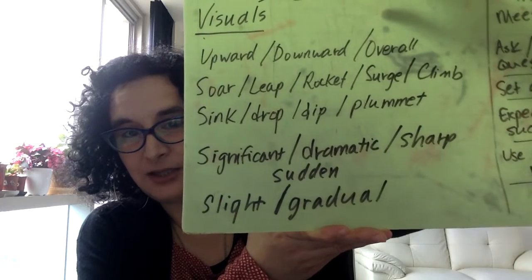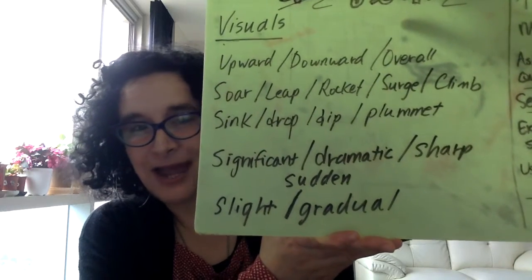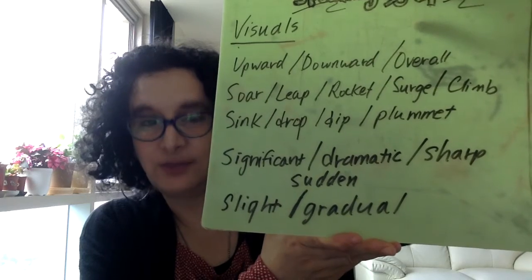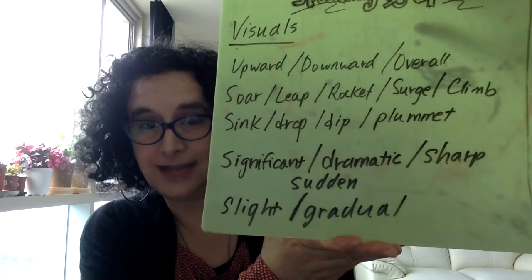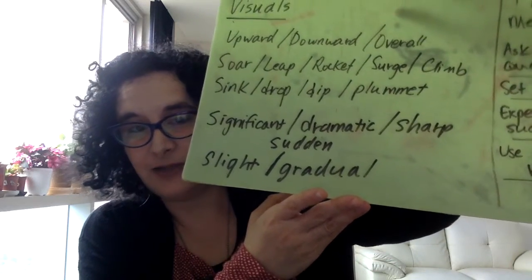Significant, dramatic, sharp, sudden. Those are adjectives to describe how something is going up or down. And slight and gradual. Those are also how things are going up or down. Significant, dramatic, sharp, and sudden, they're all big ones. Slight and gradual are all smaller ones. All of this vocabulary will appear in the information below section and on the homework.